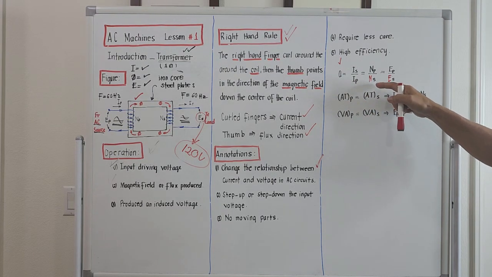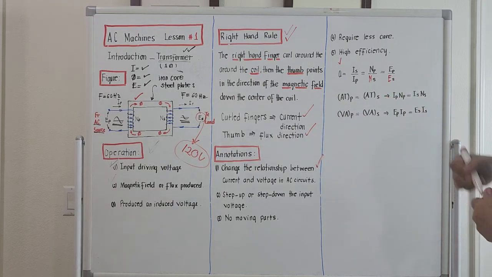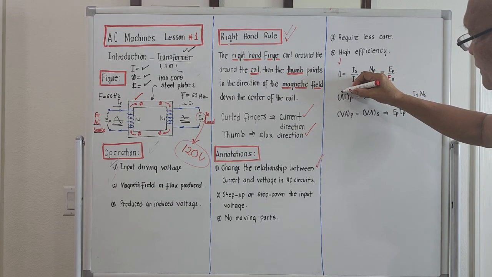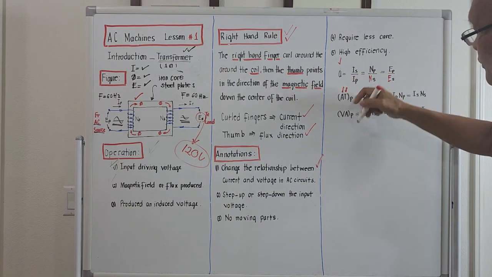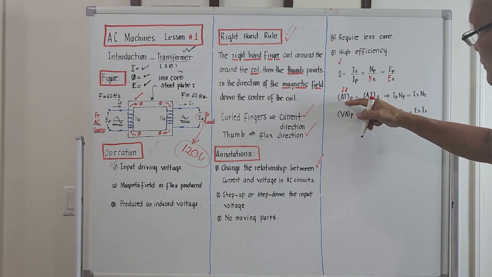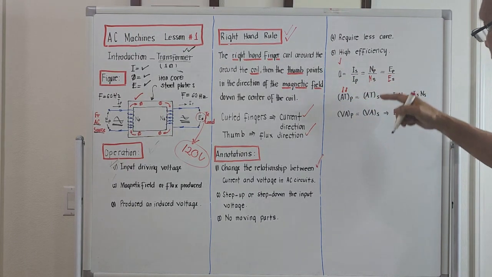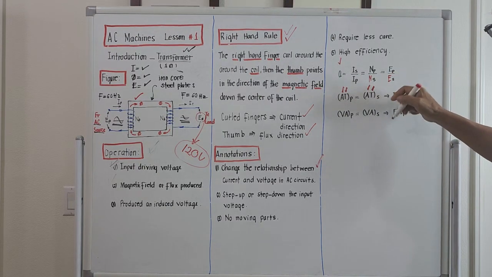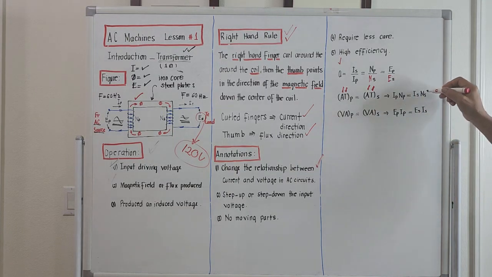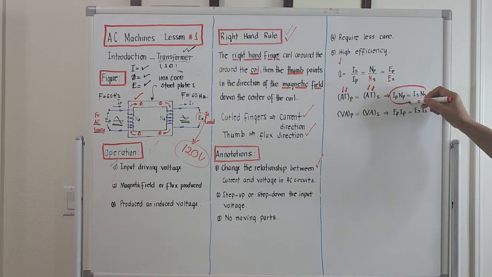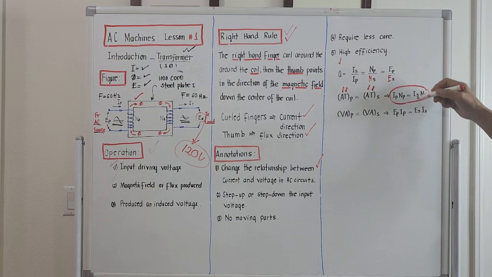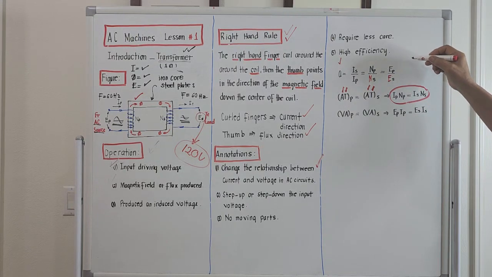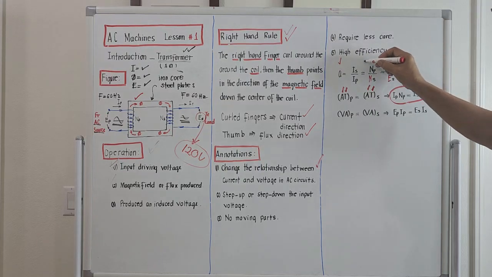From here, it will be equal to AT with the subscript P. This should be AT with the subscript S, meaning for a transformer, the ampere turns, the product of current times number of turns on the primary, should be equal to the product of the amperes on the secondary and the number of turns on the secondary. Actually, that will be this equation here: IS NS, it is this one, IP NP.